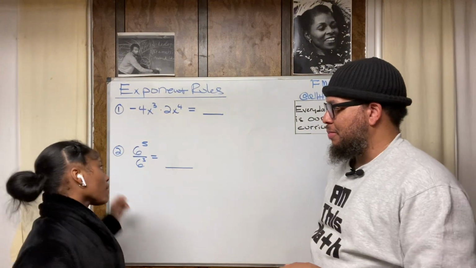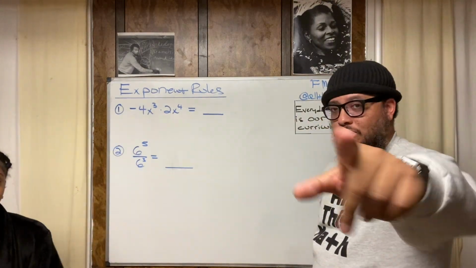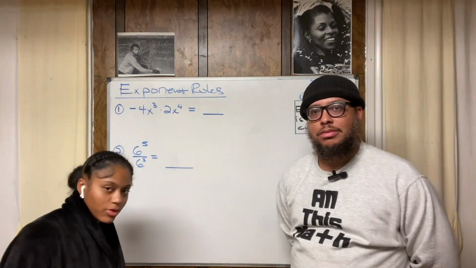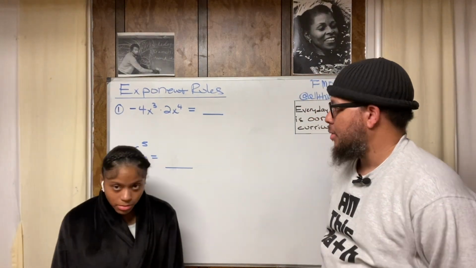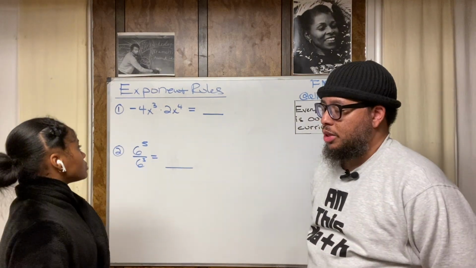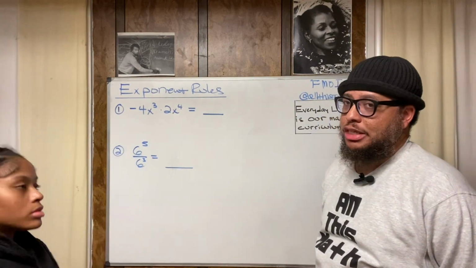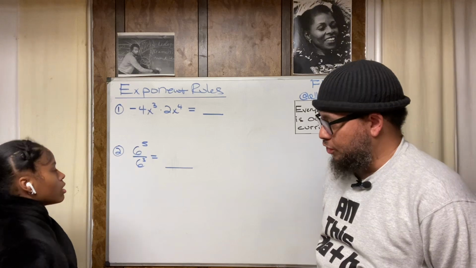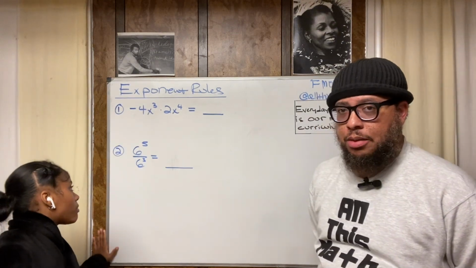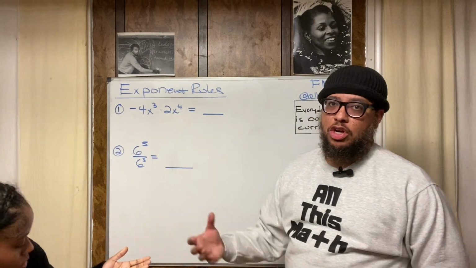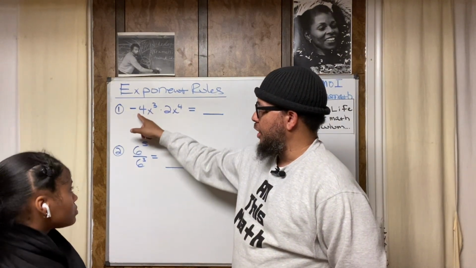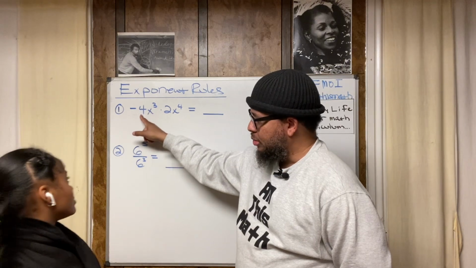Negative 4x to the third power times 2x to the fourth power equals blank. All right, so first thing you do is multiply the coefficients. You know what a coefficient is? A coefficient is a number that tells you how many of the variable terms you actually have. So how many x cubes do you have? You have negative 4 of them. Not 2. Negative 4 of them.